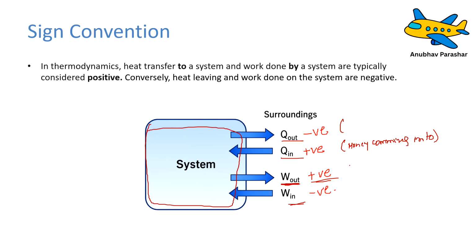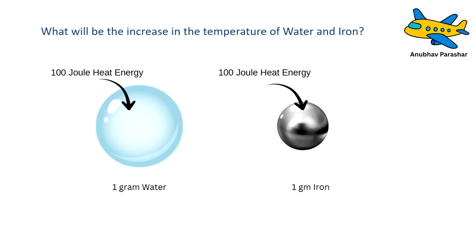But if someone is working for me, meaning work is done on the system, then obviously I'll have to pay him. So my bank balance decreases, so it is negative. This is a simple mnemonic which I use to remember this. You can do the same, or you can invent one of your own. Having said that, I'd like to start with another question.